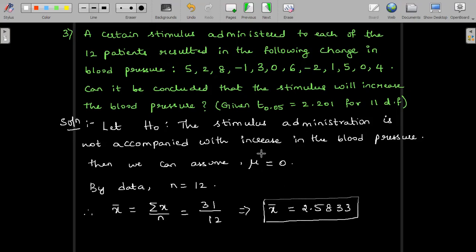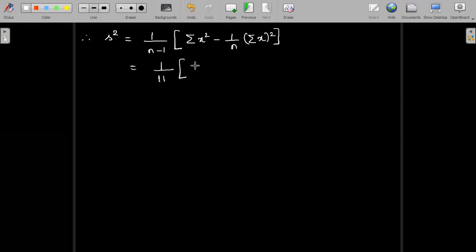Now we know x bar, the mean of the sample, and we know n value 12, mean mu is equal to 0, and now we have to find out s square. With that, the standard deviation of the sample s can be obtained. So s square is given by 1 divided by n minus 1 multiplied by summation x square minus 1 divided by n into sum of all x whole square. So 1 divided by 11 multiplied by summation x square means we have to perform 5 square plus 2 square etc. up to the last value we have to add up. That is 4 square minus 1 divided by 12 into sum of all x value, just now we obtained 31, whole square.